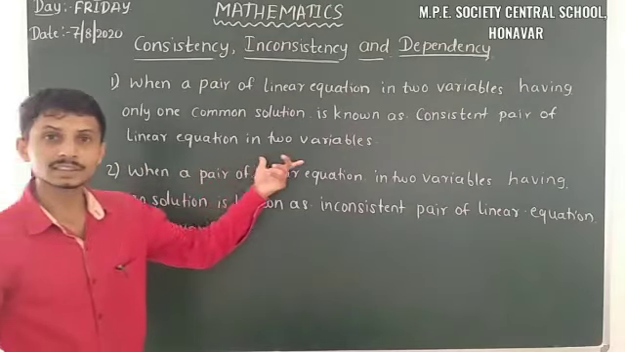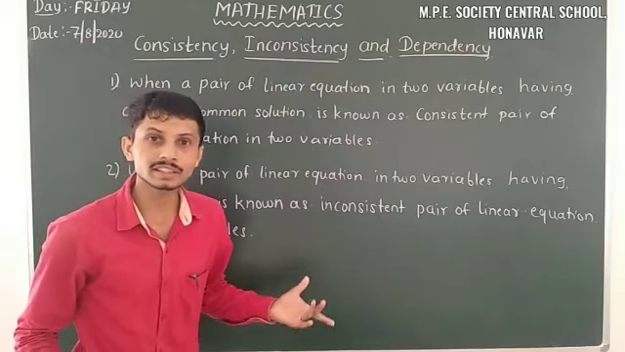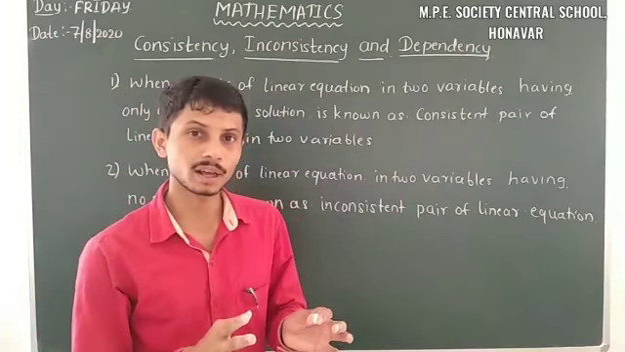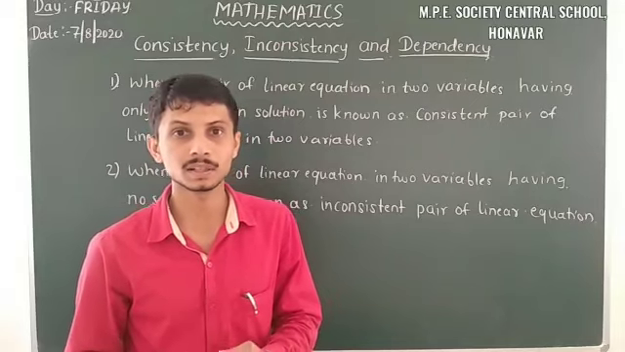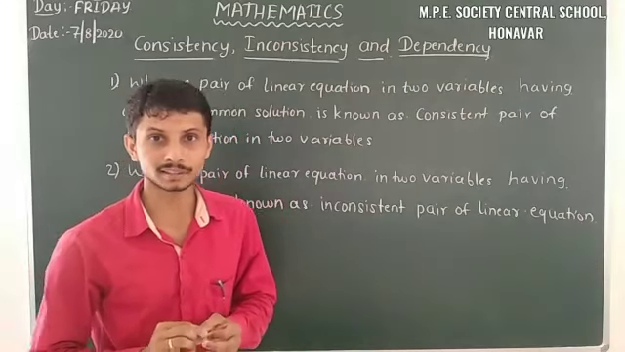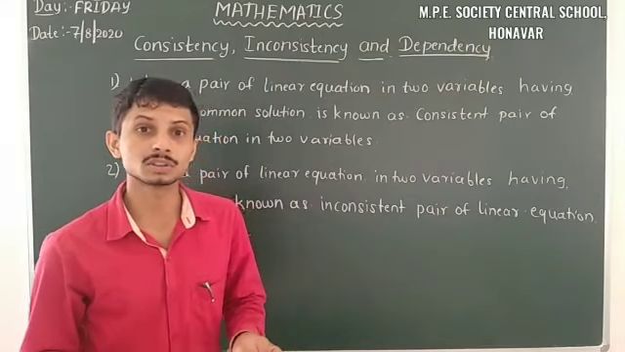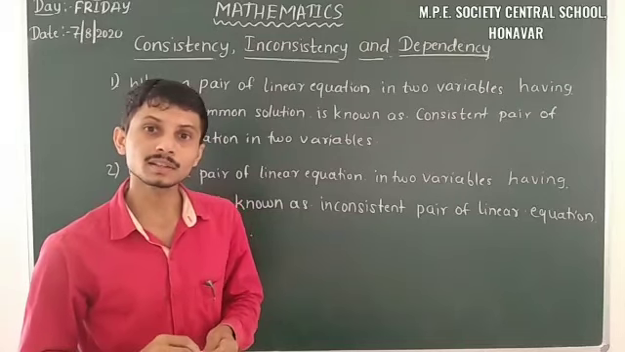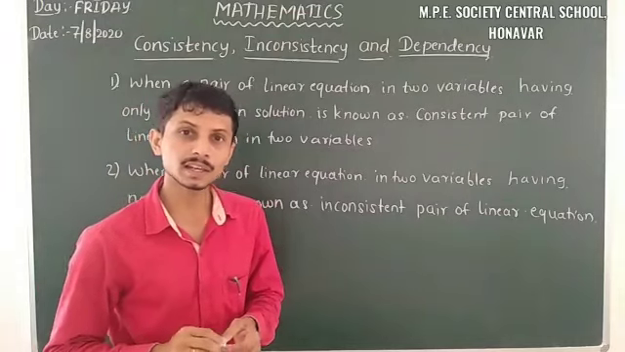So we know about consistent pair of linear equations and inconsistent pair of linear equations. Again, another case is infinitely many solutions. That means when we have the graphical representation of a pair of linear equations in two variables where the lines lie on the same line, there is a chance of an infinite number of common solutions. So that pair of linear equations we call a dependent pair of linear equations.